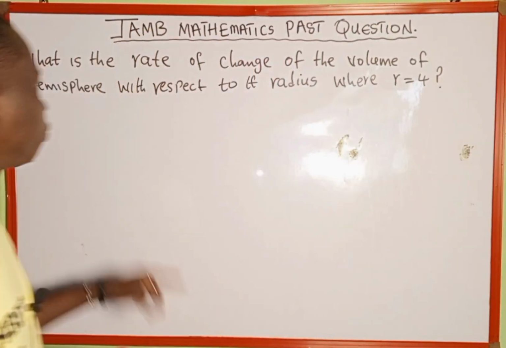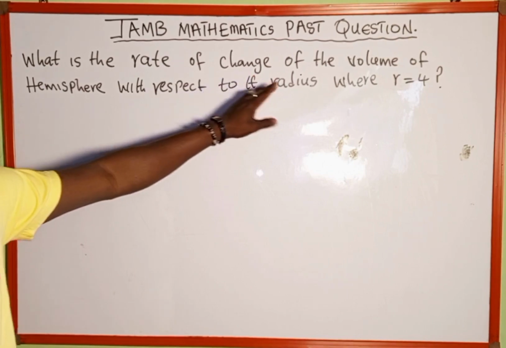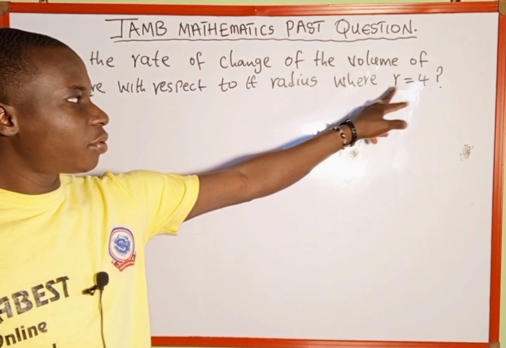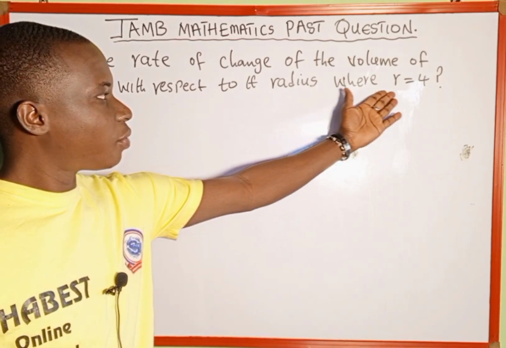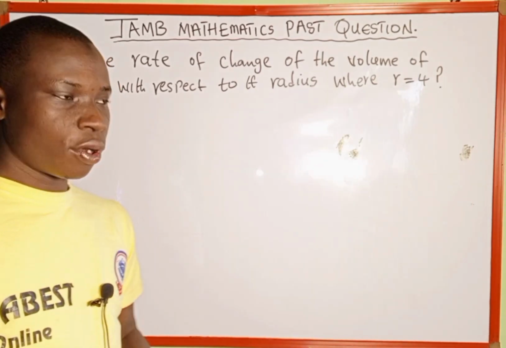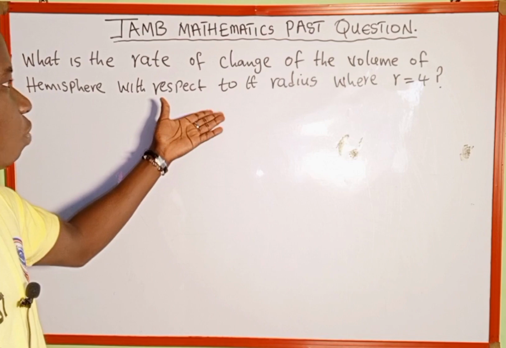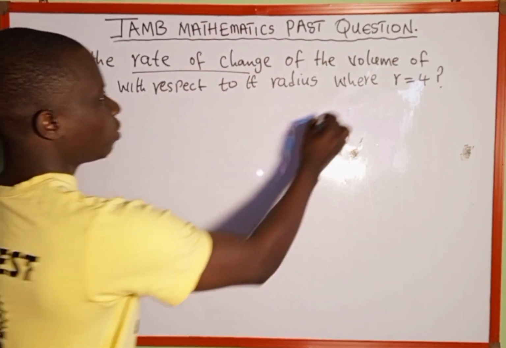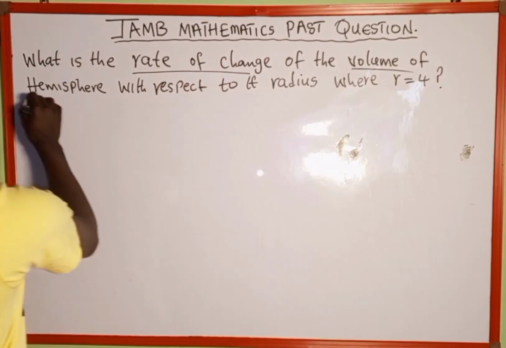The question on the board reads: what is the rate of change of the volume of a hemisphere with respect to its radius, where r is equal to 4? So this r, meaning the radius, is equal to 4. The important things from this question we're going to underline are, first, rate of change, and second, the volume of the hemisphere.